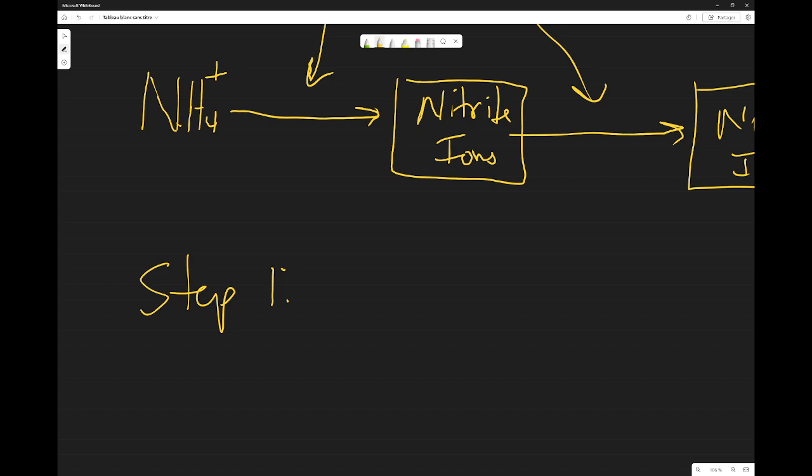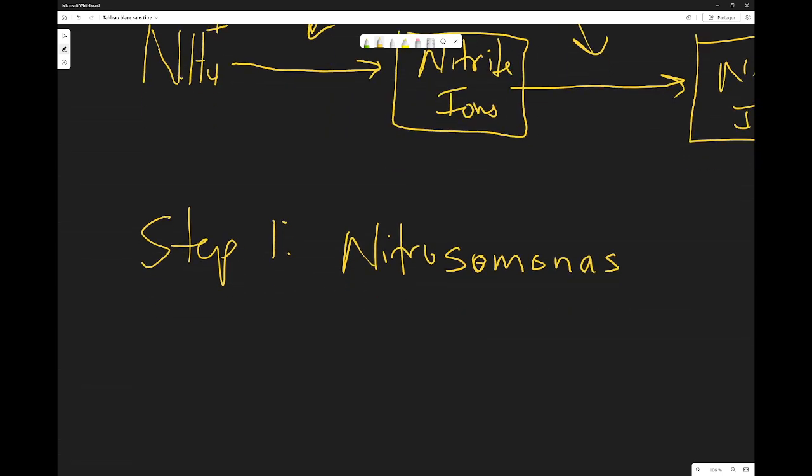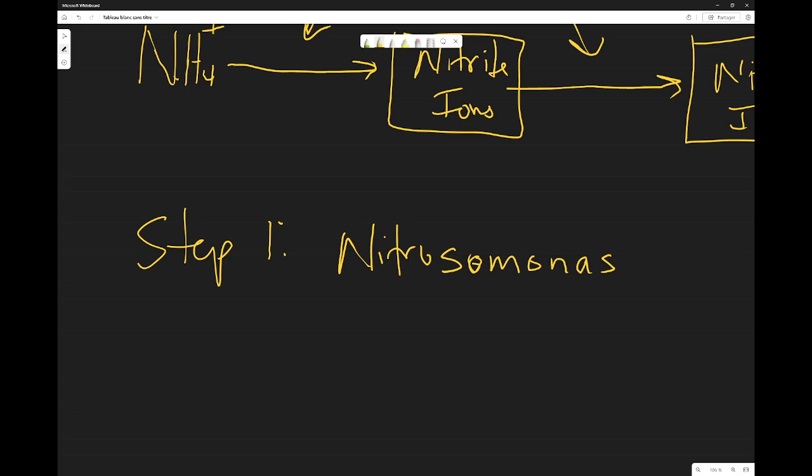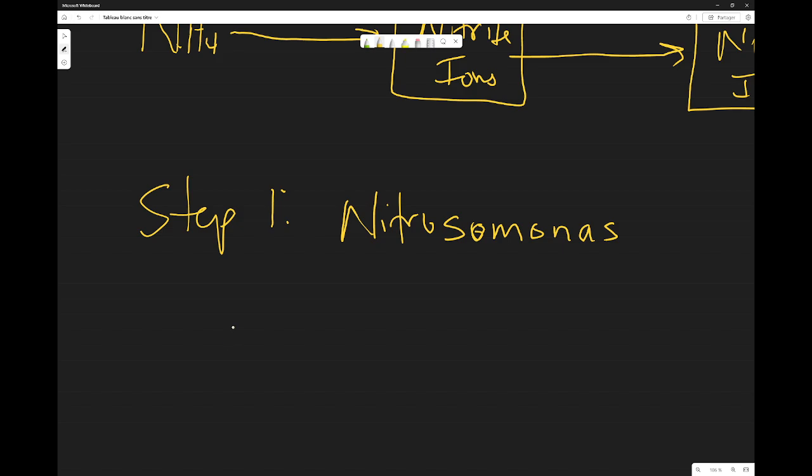Step 1, we're going to have bacteria of the genus Nitrosomonas. And what is it going to do? It's going to convert ammonium ions to nitrites. Well, it would be NO2 negative. Right? To nitrites.